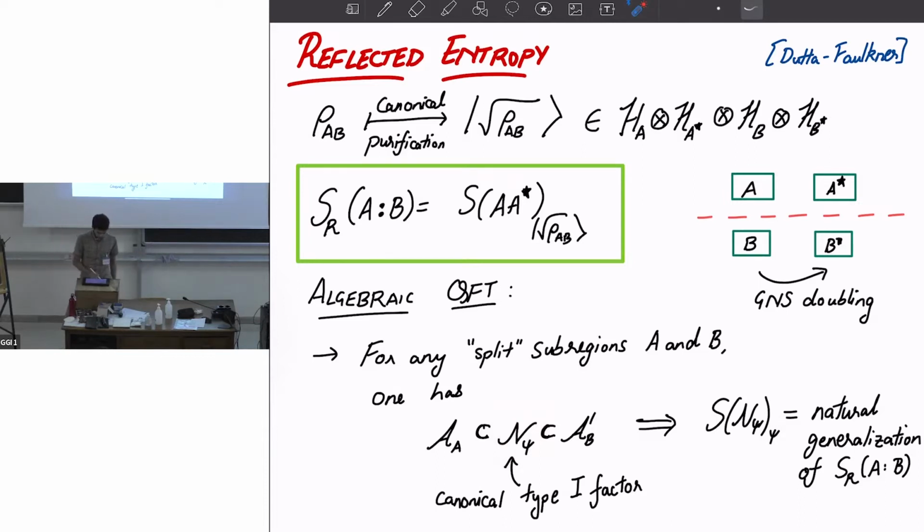But what you can do is look at the algebra of A and the algebra of B prime, where B is the other system, and you can find an algebra which is type 1 that lies in between them. So it's nested between them. In general, there are many different such factors, but the canonical purification motivates a specific such factor. And since it's a type 1 factor, you can rigorously assign an entropy to it, which is now well defined in the continuum limit. So this is some concrete way in which you can understand an entropy even in the continuum limit.